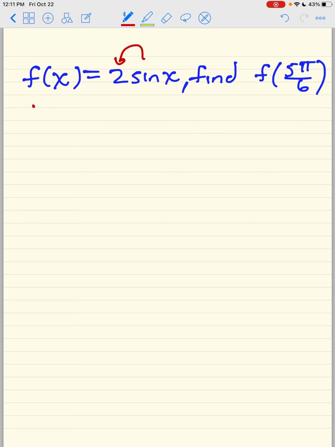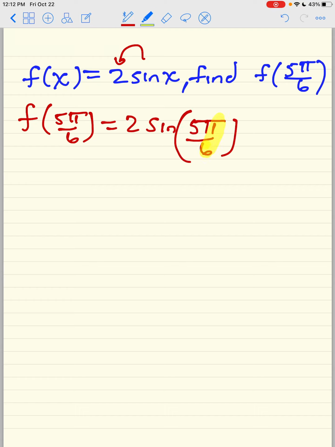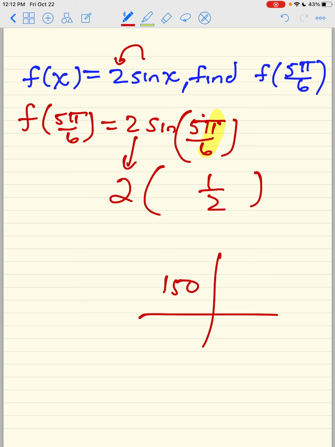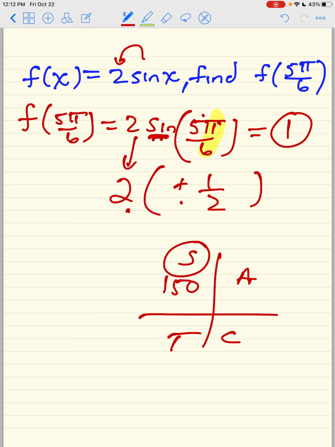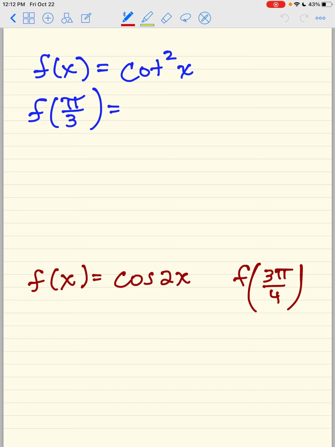Let's try this one. F of 5 pi over 6, 2 times sine 5 pi over 6. What's the reference angle? 30 degrees. What's the sine of 30? Let's bring down the 2. Sine of 30 is 1/2. 30 times 5 is 150. 150 is in the second quadrant. All students take calculus. The only one that's positive is sine. Oh, look, we're working with a sine. So 2 times a half. Half of 2 is 1.